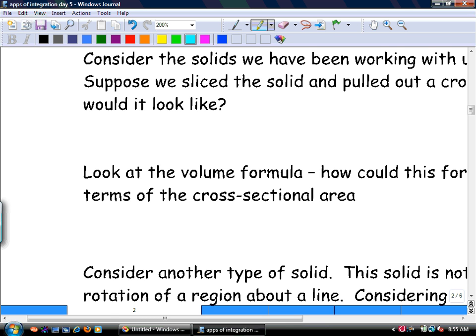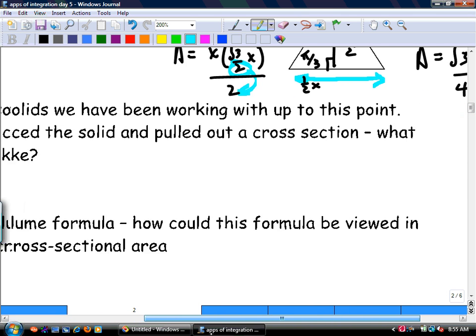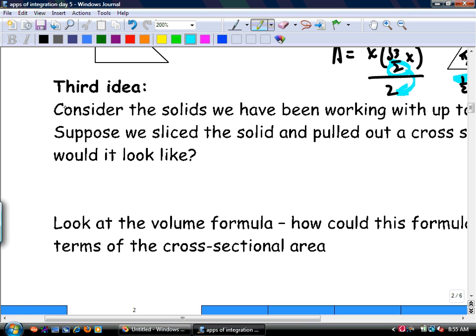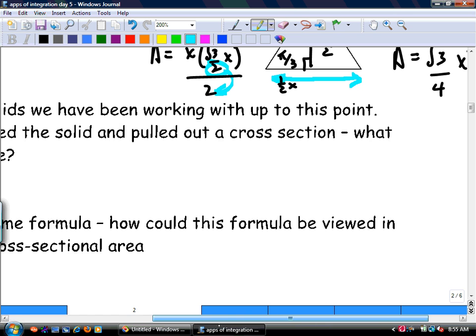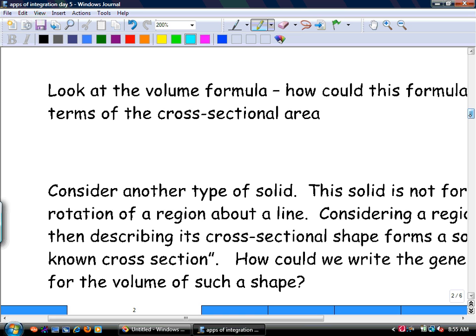Okay, consider the solids we've been working with. Folks, did we answer this question? Consider the solids we've been working with up to this point. Suppose we sliced the solid and pulled out a cross section. What would it look like? That was those videos I showed you. Look at the volume formula. How could this volume change in terms of its cross-sectional area? Did we just do that together?